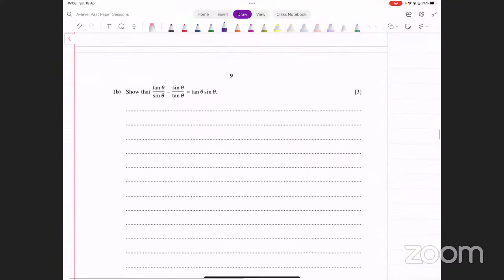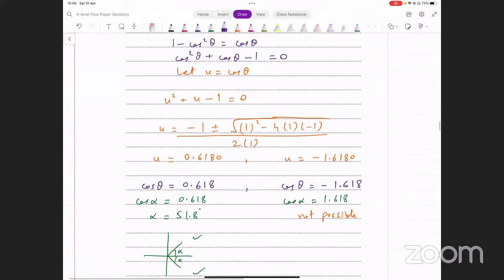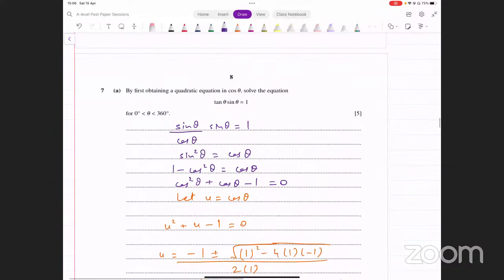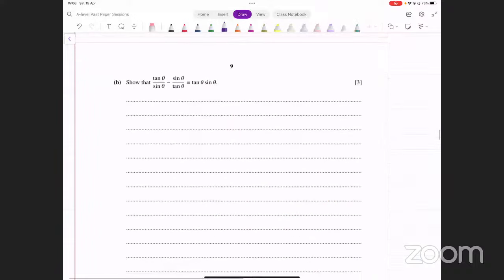Now in the next part, it says show that tan theta over sine theta minus sine theta over tan theta equals tan theta into sine theta. Now, is that related to the previous part somehow? It does not look like it. Okay, let's do it directly. It doesn't seem to be related. Generally, they make us prove identities in the first part, or the second part में आपको उसको use करना होता है. लेकिन यहाँ पे second part में उसने identity दिया आपको.